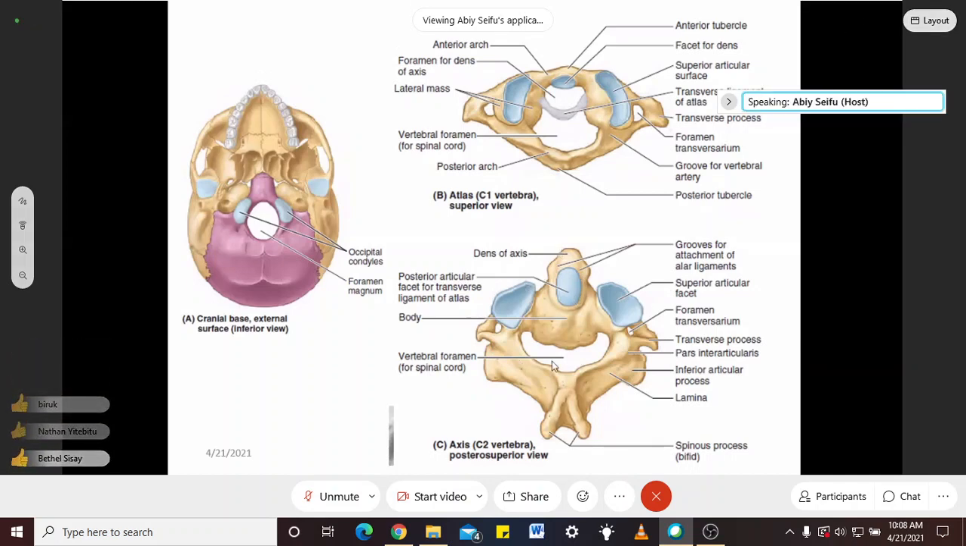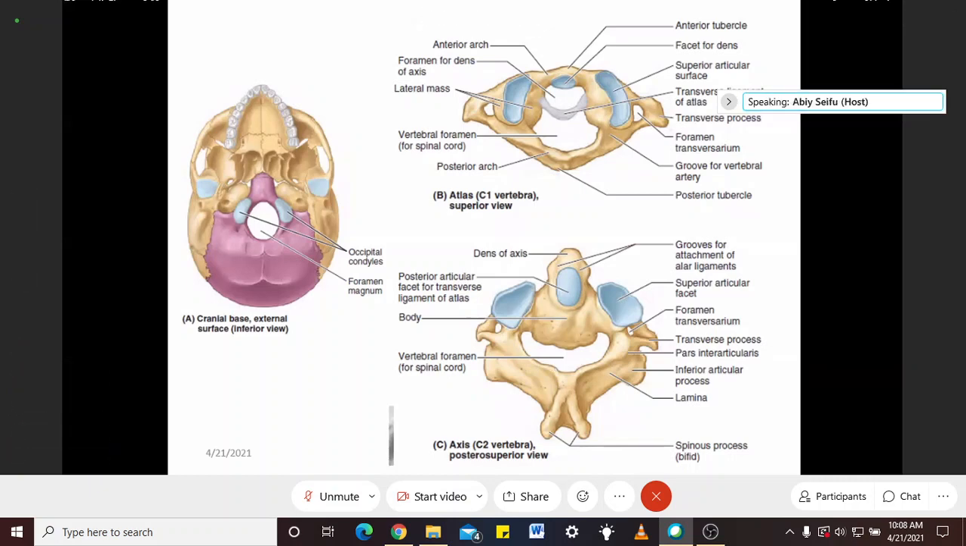This one is a C2 vertebra, which is still categorized under atypical ones, because it has an additional structure, which is the odontoid process. This odontoid process is a thin, dens-like structure that articulates with C1, therefore forming the atlanto-axial joint. And this C2 is also called the axis.